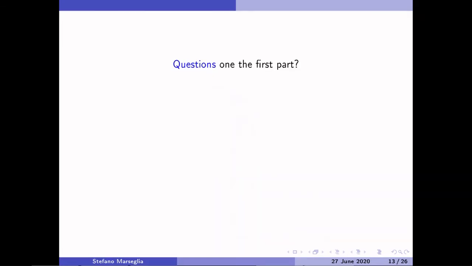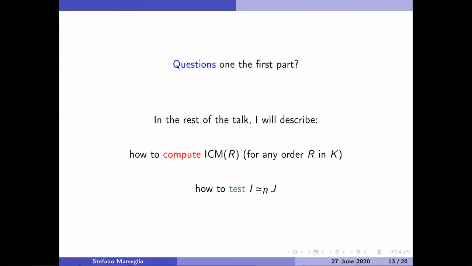Great. So are there any questions? All right. So in the rest of the talk, I will describe the algorithm to compute this ideal class monoid for any order in a number field K. I'm not going to focus on the case of monogenic order, so any order. And second, I'm going to give you an algorithm to test whether 2 ideals are isomorphic, which in return will tell you when 2 matrices with the right characteristic polynomial are conjugate over the integers. Great.